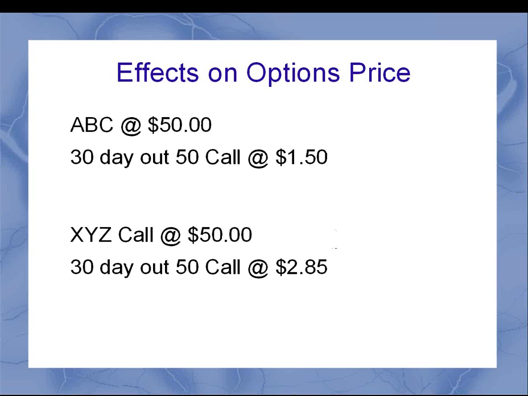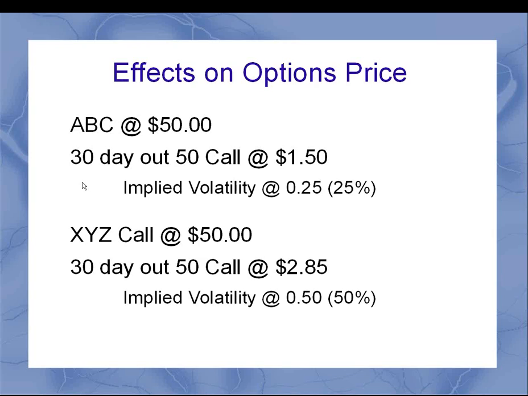But as we look at the two options, the 50 strike call 30 days out on ABC is priced at $1.50, and our XYZ call 50 strike that's also 30 days out in time is priced at $2.85. What we would see here is that the implied volatility of the option on our first stock might be only about 25% or 0.25, and then the implied volatility of the XYZ option might be at 0.50 or 50%. So this is kind of the change that you might expect for an increase in implied volatility.